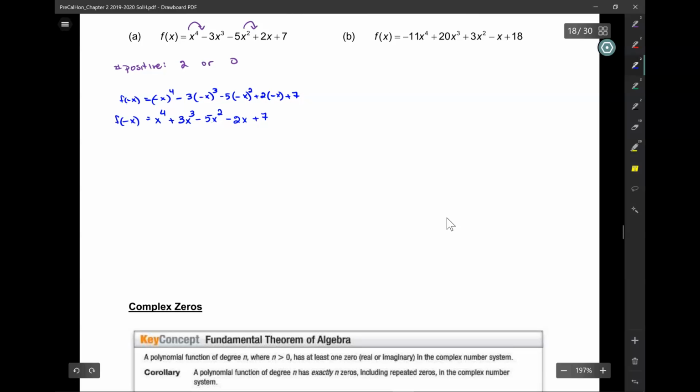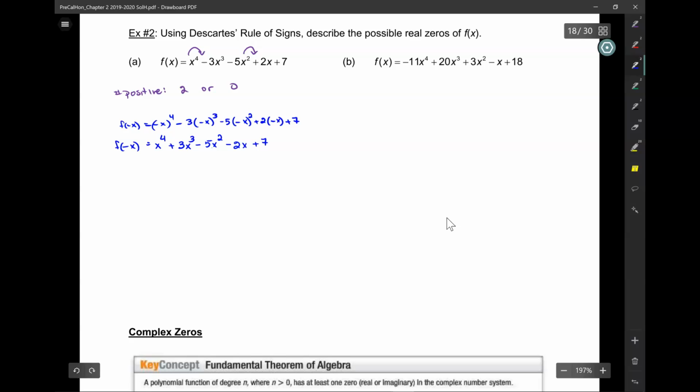Let's compare the original with f of negative x. Look at x to the 4. Did it keep the sign? Yes. X cubed, did it keep the sign? No. X squared kept the sign. X to the 1 didn't keep the sign. The constant kept the sign. So which terms did not keep their sign? Did not maintain their sign?